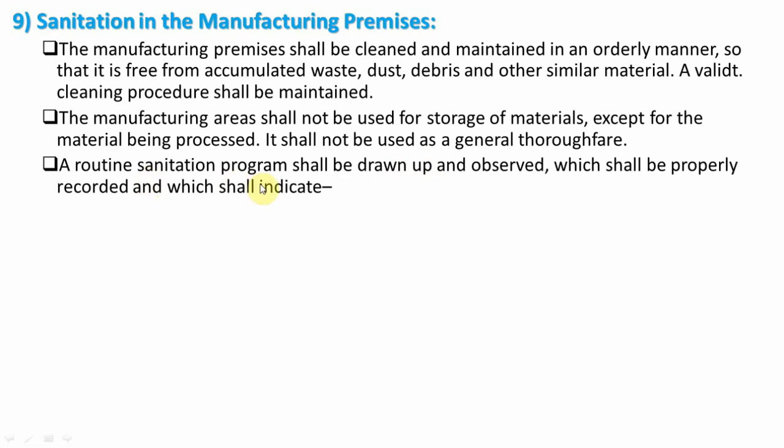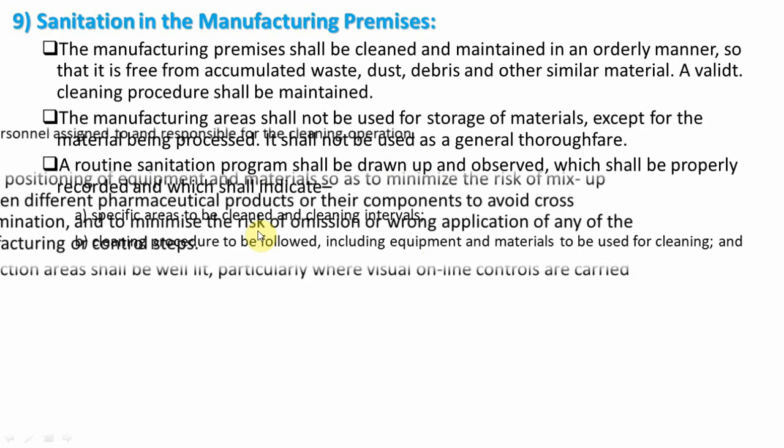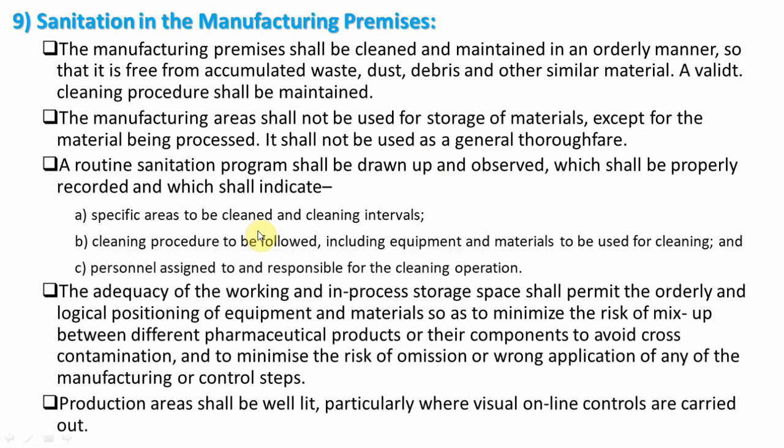A routine sanitation program shall be drawn up and observed, which shall be properly recorded and which shall indicate specific areas to be cleaned and cleaning intervals. Then the cleaning procedure to be followed, including equipment and materials to be used for cleaning. Then personnel assigned to and responsible for the cleaning operations. Production area shall be well lit, particularly where visual online controls are carried out.